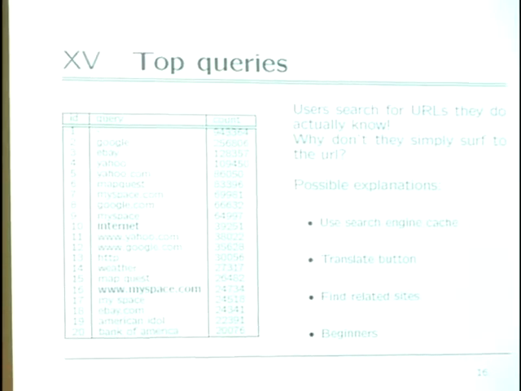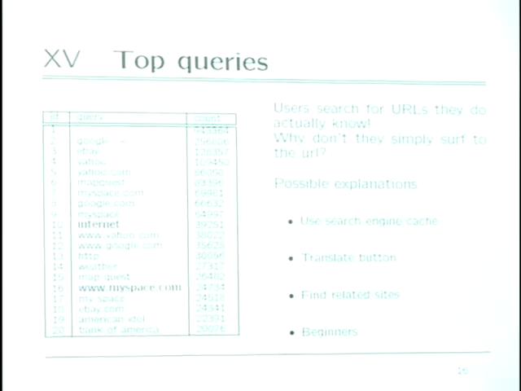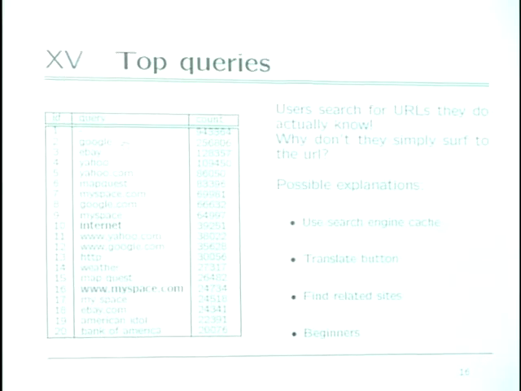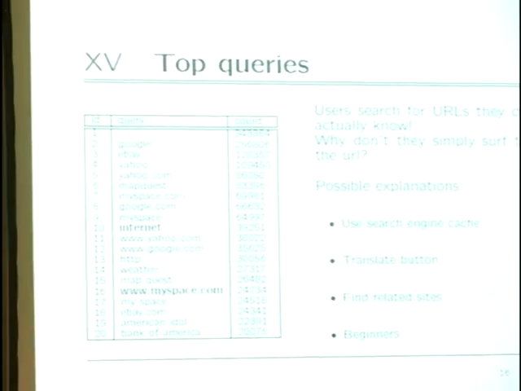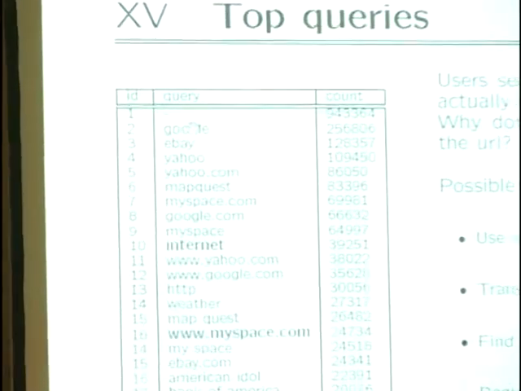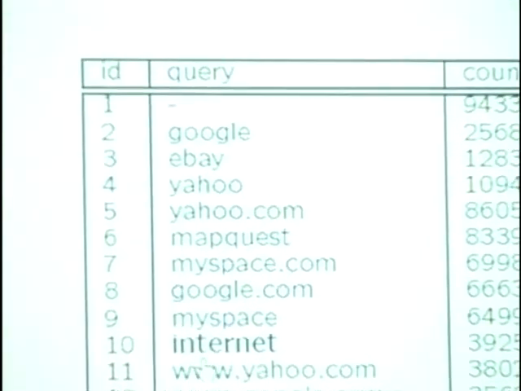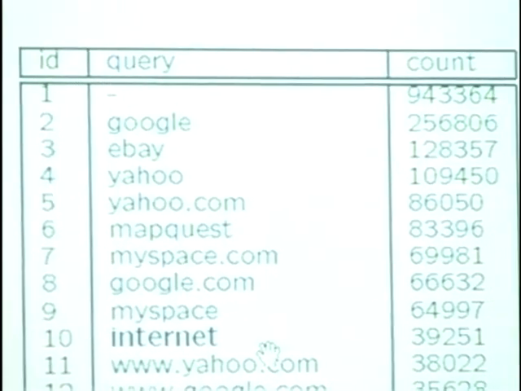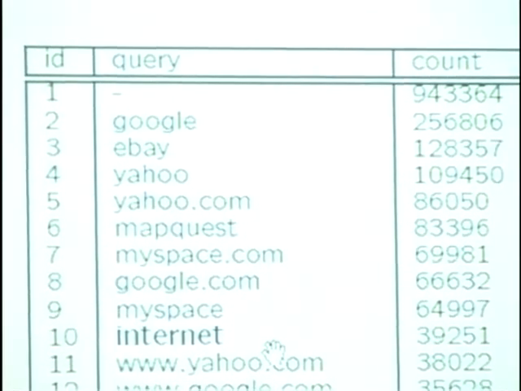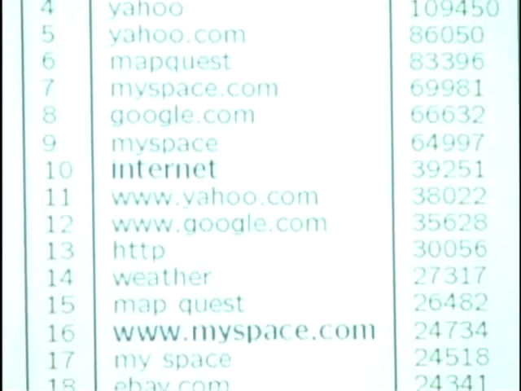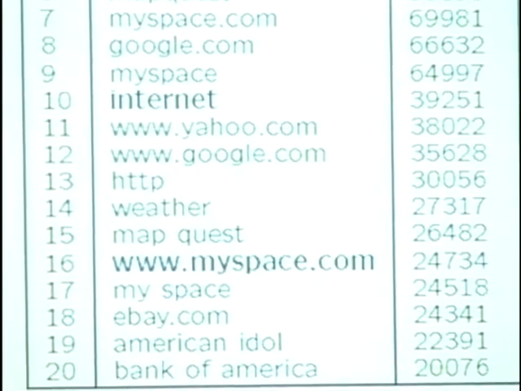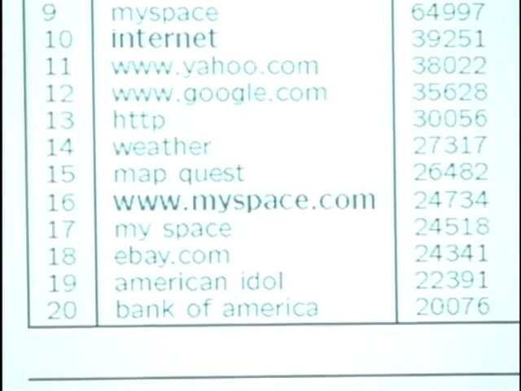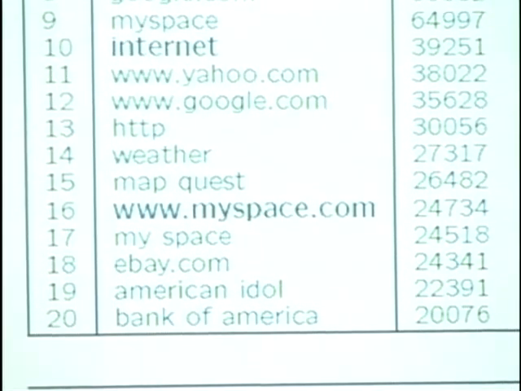list of the top rated queries by frequency. Google, eBay, Yahoo, no surprise, because these are very popular services. This one is the empty query. What is really funny for me is that people are looking for the term internet. I was not sure why this happens, because maybe they are searching the internet, and they are not aware of the fact that they are actually in the internet. I'm not sure. Maybe this is due to the AOL users.